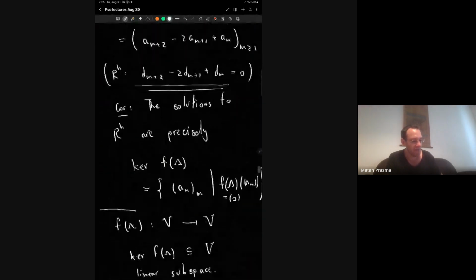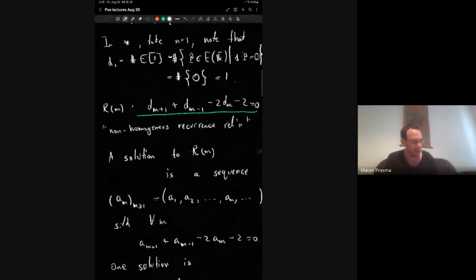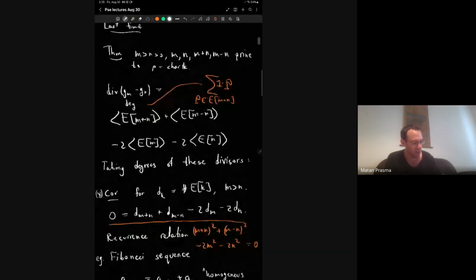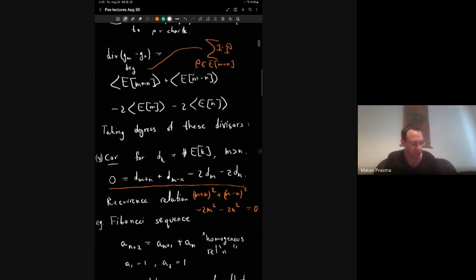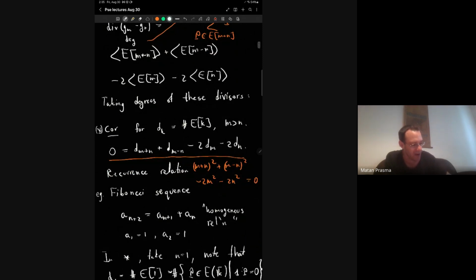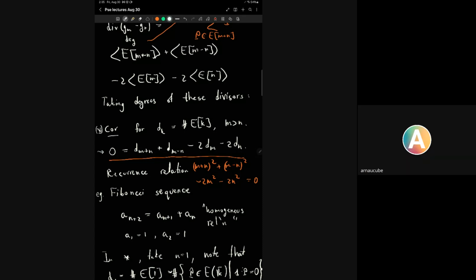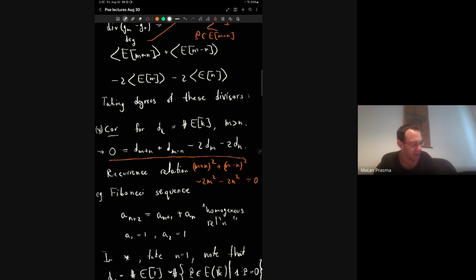Yeah, the connection should be fairly easy. You see, in the start of this session, we said we have a theorem about divisors. And in particular, I can take the degree of the divisors. I get some relation, this relation, right? Yes. And I know the two initial conditions for the relations. D1 has to be 1 and D2 has to be 4. And this condition in orange here has to be satisfied for all m bigger than n.